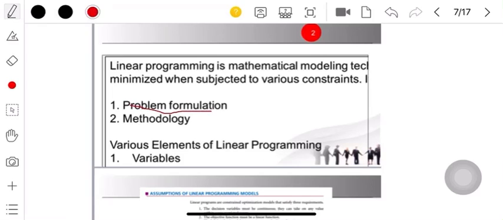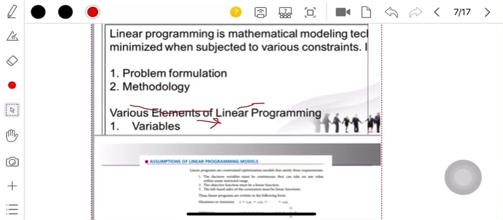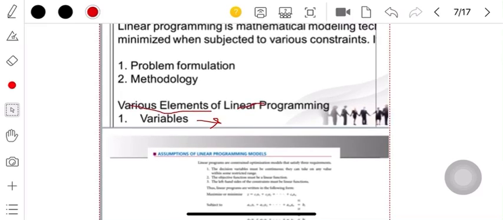Now, after formulating the problem, there is a need for a methodology. Once the problem is formulated, you need to apply a methodology which can find the optimal solution of the given linear programming problem. So what are the various elements of a linear programming problem? First one is the variables.